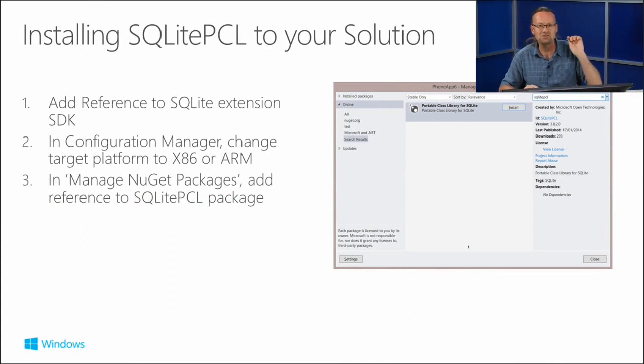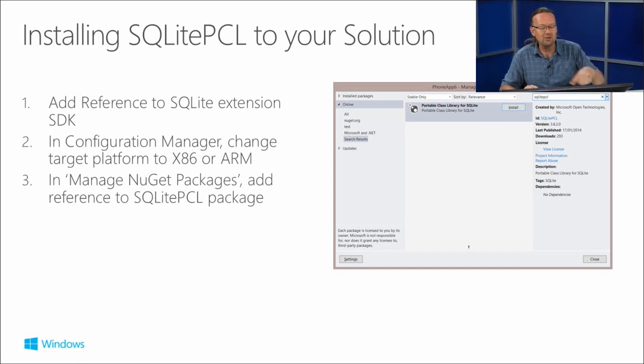So first stage is in your project, you need to add a reference to the SQLite extension SDK. That brings in the native DLL. That will require you, in your configuration manager, to change the target platform to x86 or ARM. I'll show you this in a demo. It just complains, but this is because of the native components in there. It doesn't change anything when you come to submit it. That's all taken care of when you do the store submission. But you do need to do this in Visual Studio.